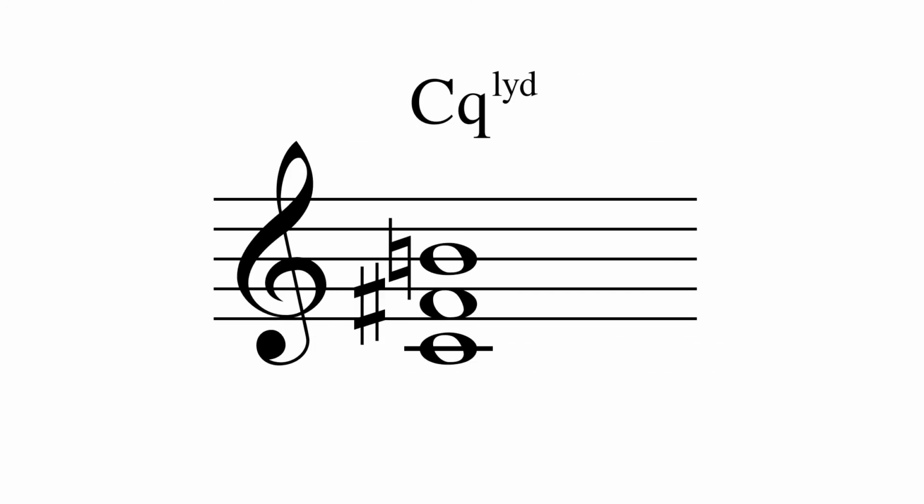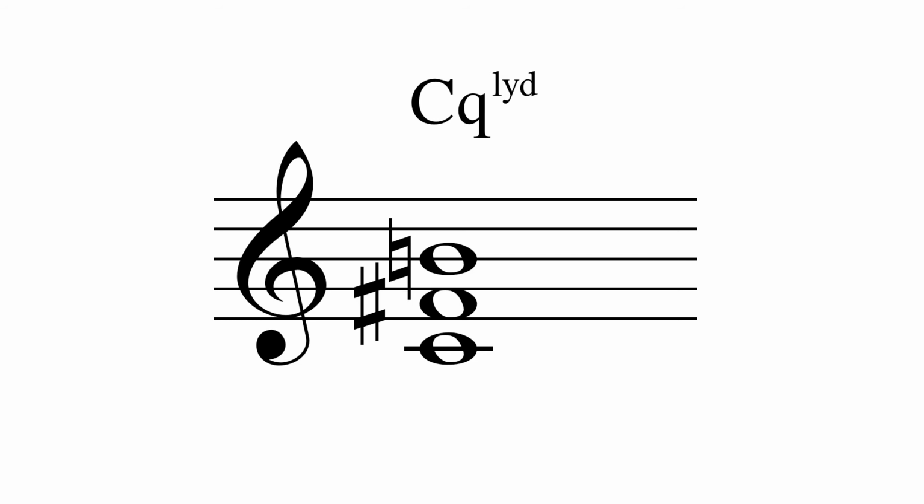So what happens when you make a quartal chord with a tritone and then a perfect fourth? If we take one with the root of C, for example, we'll see that the notes are C, F sharp, and B. And the scale with the root of C that contains those 3 notes is C Lydian. Therefore, we can call this a C quartal Lydian chord.